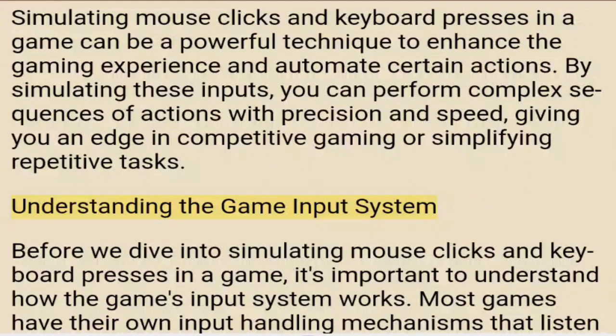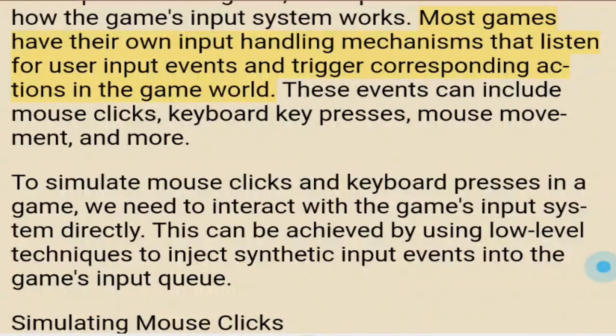Understanding the game input system. Before we dive into simulating mouse clicks and keyboard presses in a game, it's important to understand how the game's input system works. Most games have their own input handling mechanisms that listen for user input events and trigger corresponding actions in the game world. These events can include mouse clicks, keyboard key presses, mouse movement, and more. To simulate mouse clicks and keyboard presses in a game, we need to interact with the game's input system directly. This can be achieved by using low-level techniques to inject synthetic input events into the game's input queue.